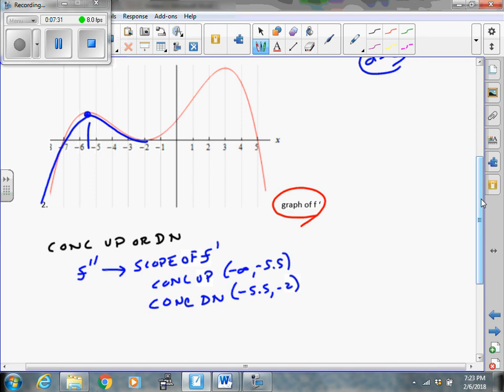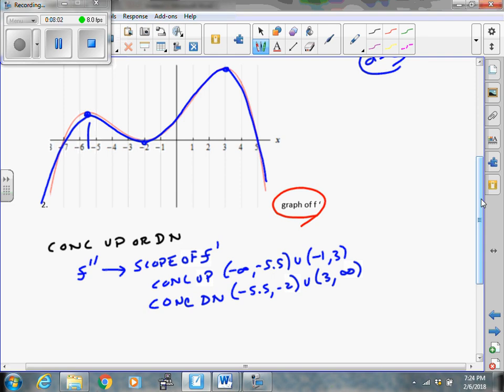Then I've got another section here from -2 to 3. That's an increasing part of the function, which means the slope of the derivative is positive, which means the double derivative is positive. So I'm going to add from -2 to 3 to my concave up section. And then it's concave down because the slope is down here. So union 3 to wherever.